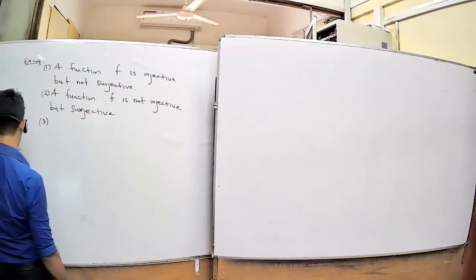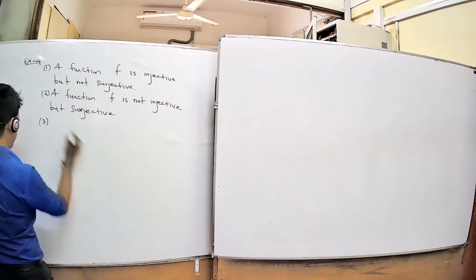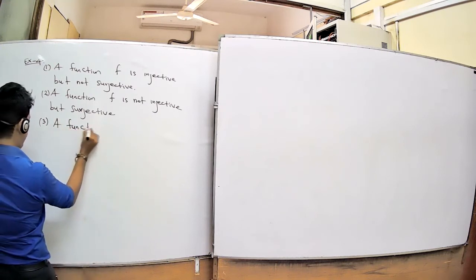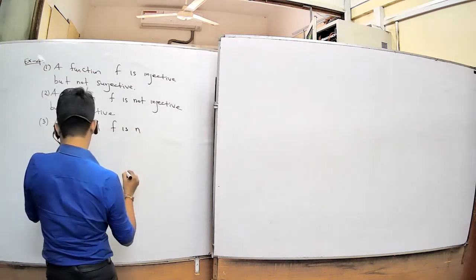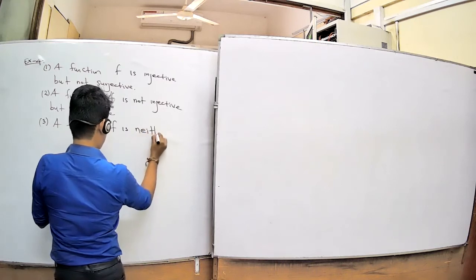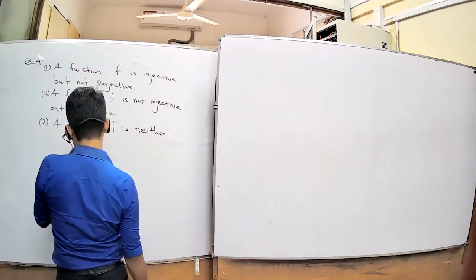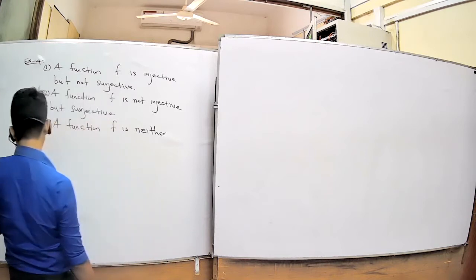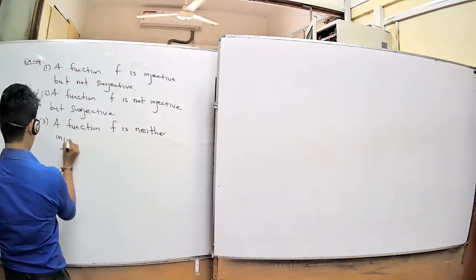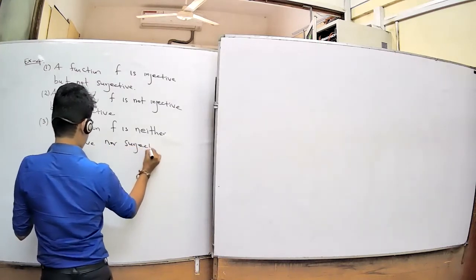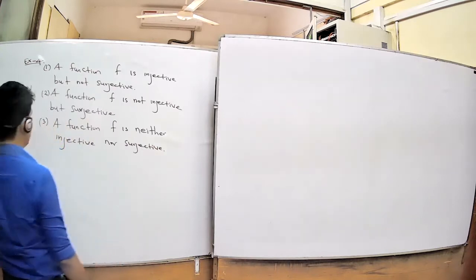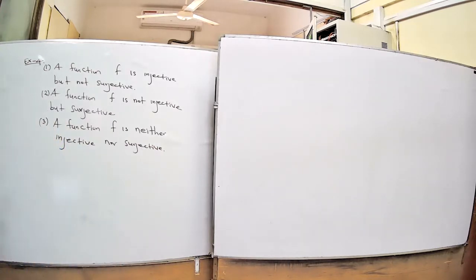Third part, a function f is neither injective nor surjective. Okay, this part you want to do now. A function f is injective but not surjective.